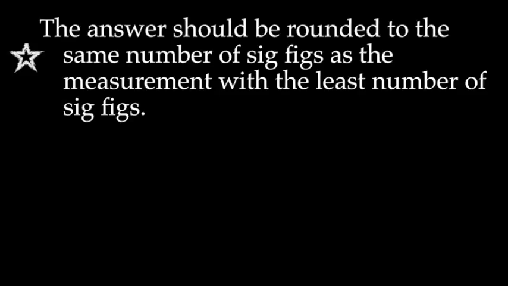Let's start with multiplying and dividing. So when multiplying and dividing, the answer should be rounded to the same number of sig figs as the measurement with the least number of sig figs. Remember, we do not want our answer to have more significant figures than the original numbers. We don't want to be more confident in the answer than we were with the original measurements. Okay, let's try a quick multiplication problem and practice this.